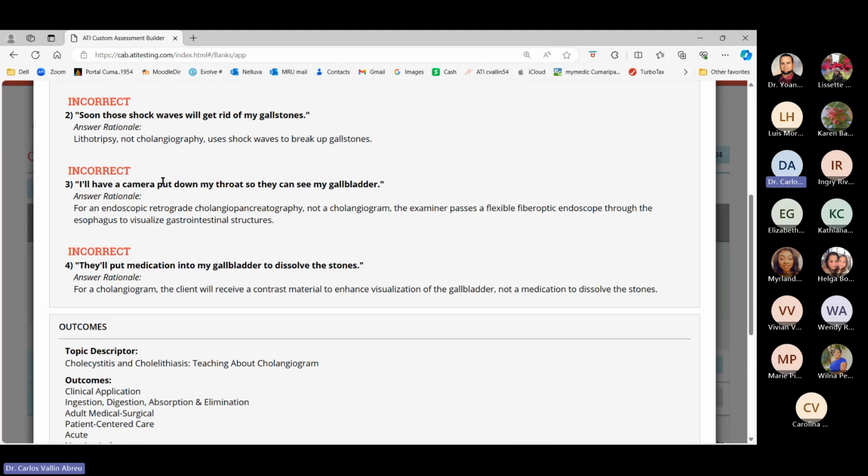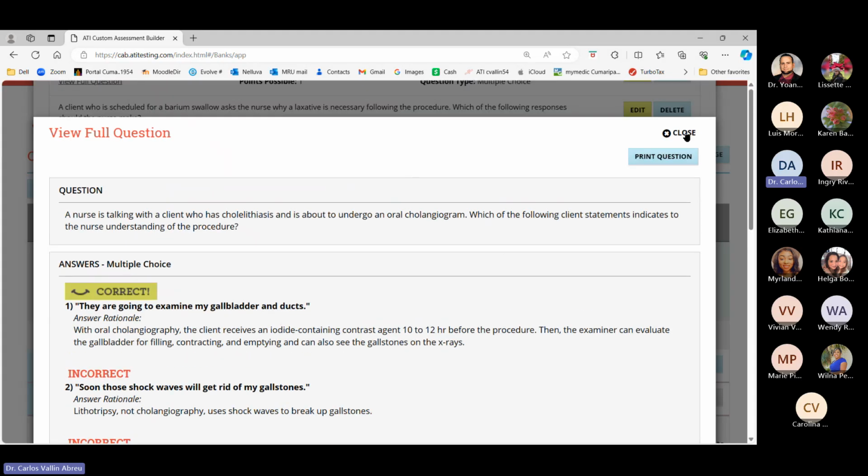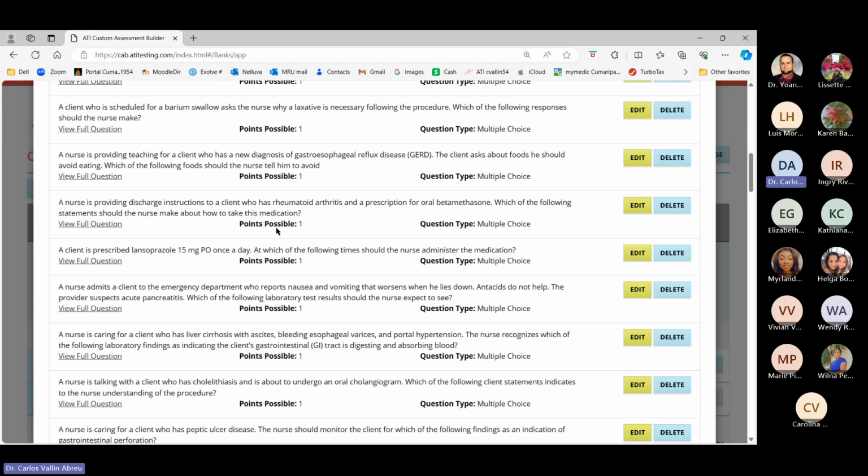They don't do that. Okay. I have a camera put down my throat. It's an endoscopy. They'll put medication into my gallbladder to dissolve the stone. No, they don't do that anymore. Okay, perfect. This is okay. No contention there.